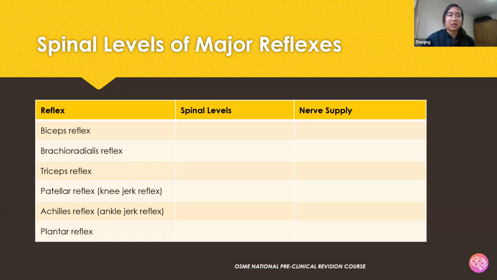So can someone tell me what you think is the spinal level of the biceps reflex? You can just type in the chat what you think is the spinal level. Or you can tell me if you think it's C or L. And what about the patellar reflex? Which level do you think it's at?